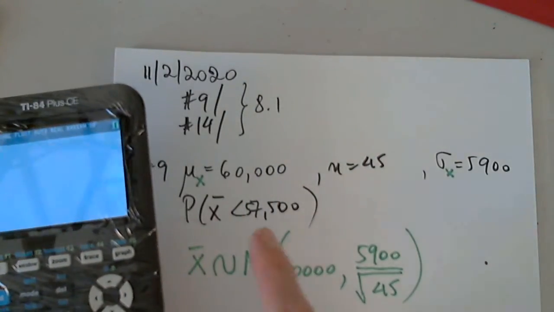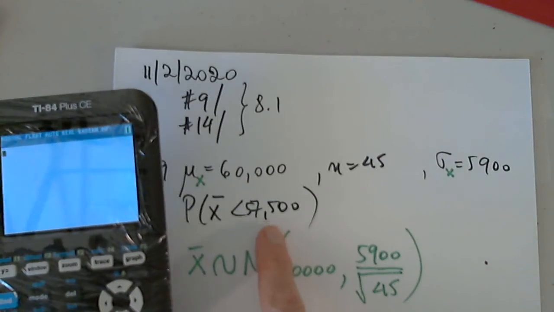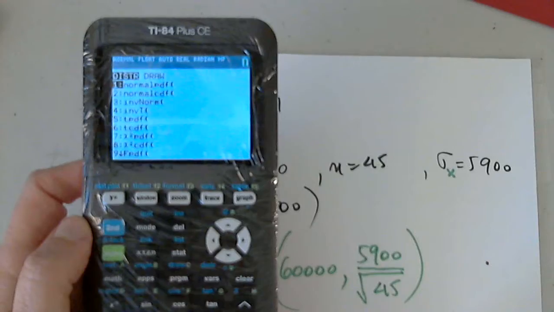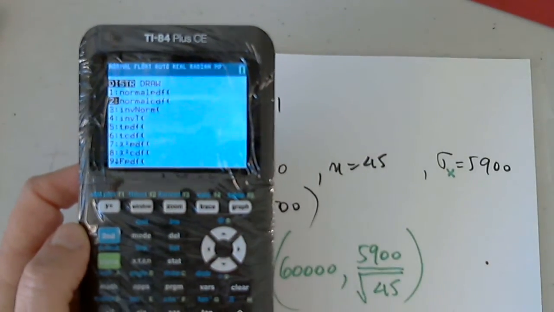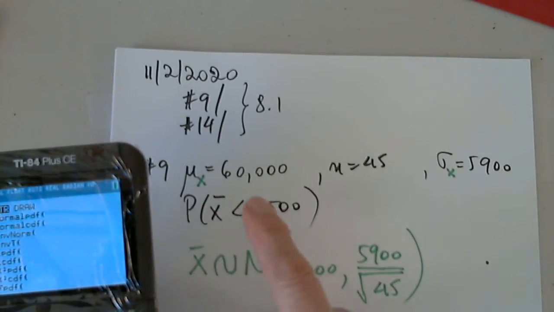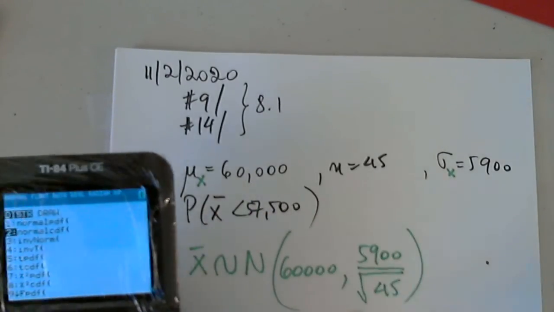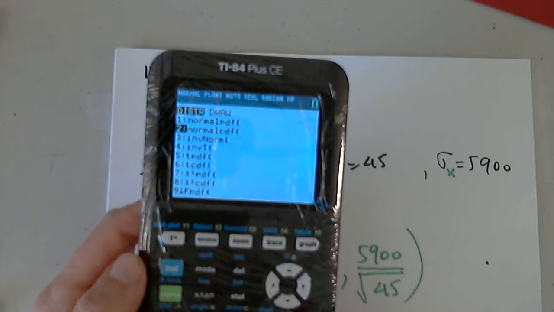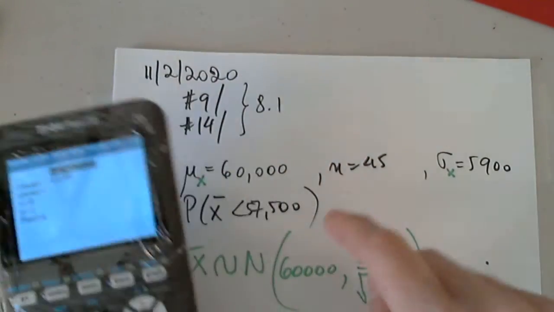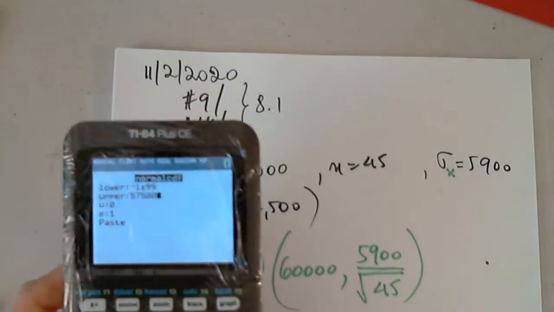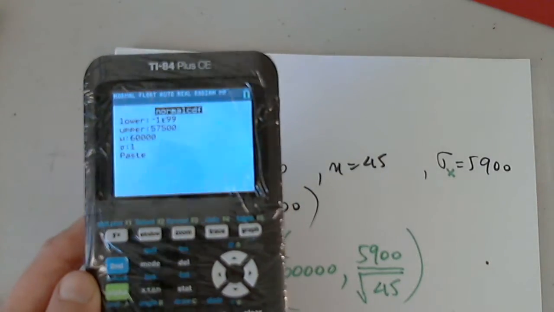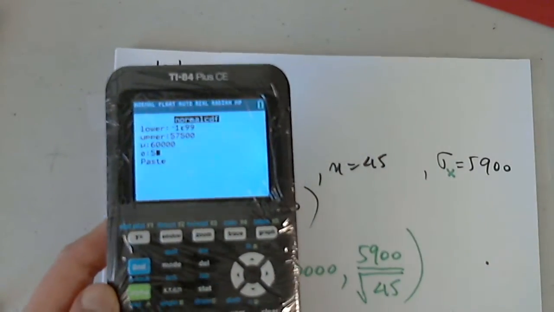So in order to determine this, we go to stats and distributions. We will pick normal CDF, cumulative density function, from negative infinity to 57,500, 2 zeros. So press enter. I have negative infinity. The upper is 57,500. The mean is given to us as 60,000. And the standard deviation is given to us as 5,900.